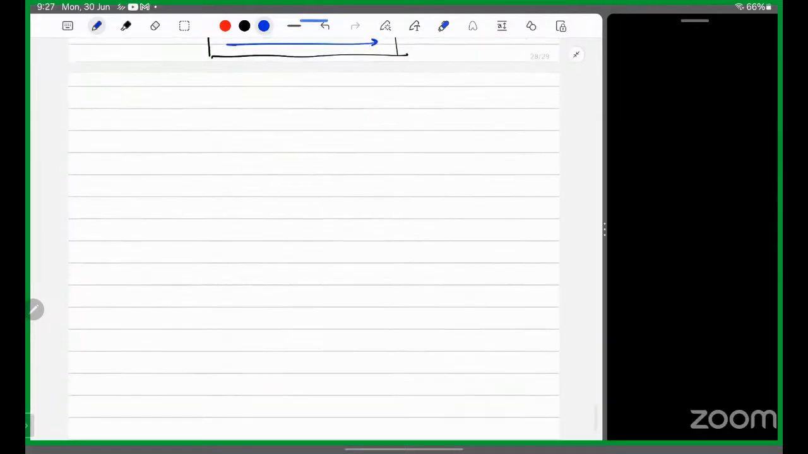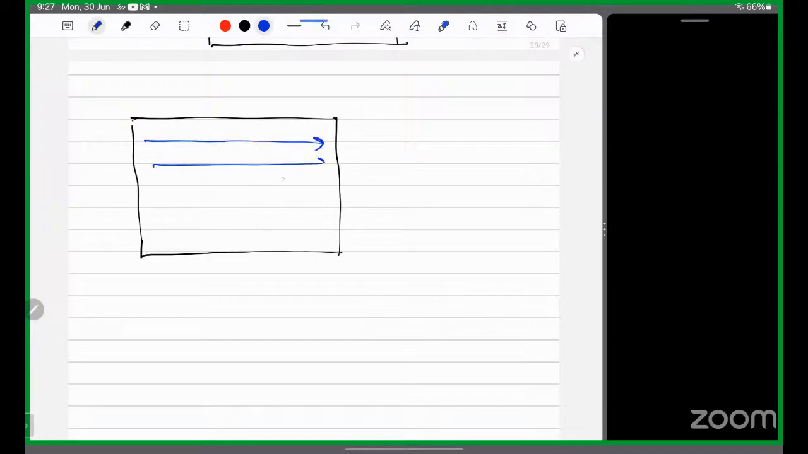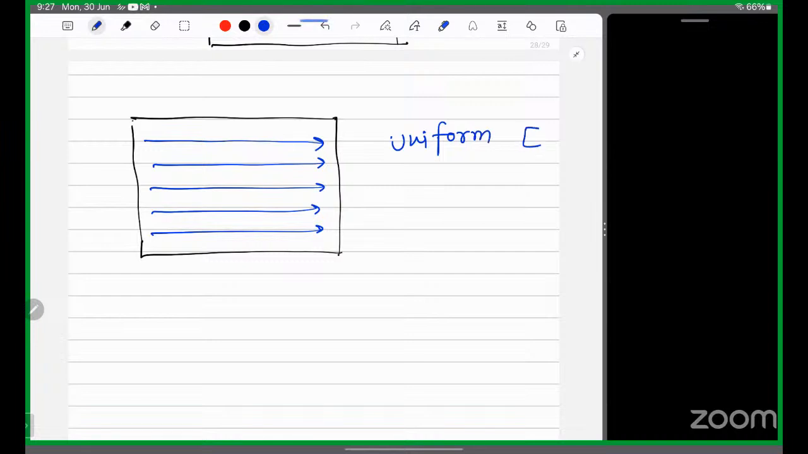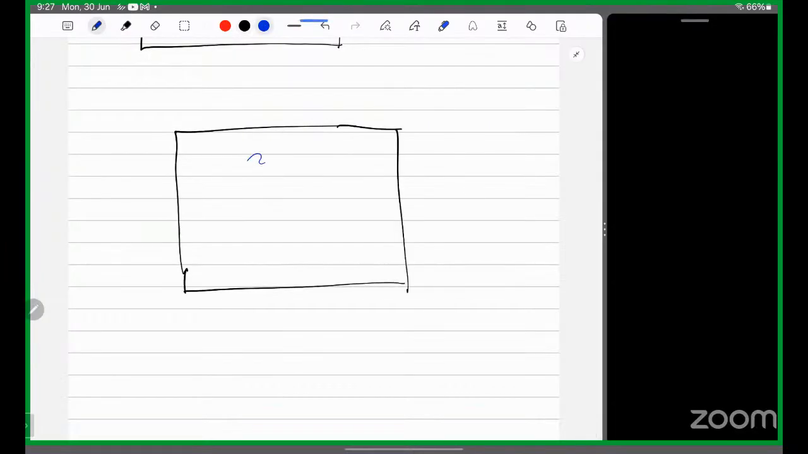Next, if you have a region in which electric field lines are exactly parallel to each other, like this, we call it a uniform electric field. And if they are not parallel, in any region, they are going like this.